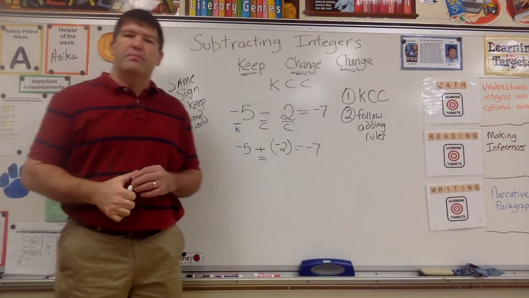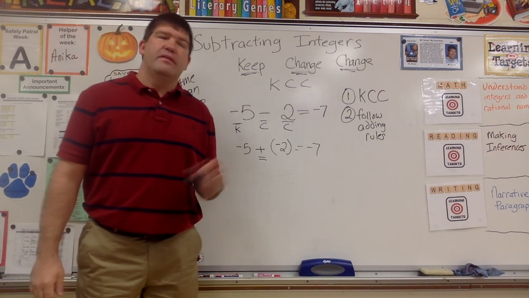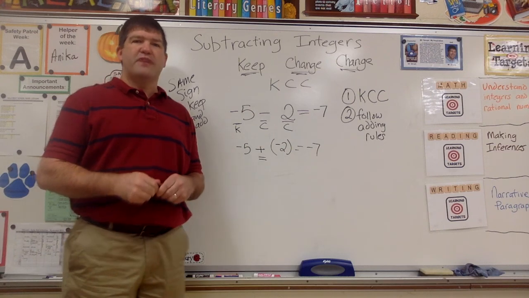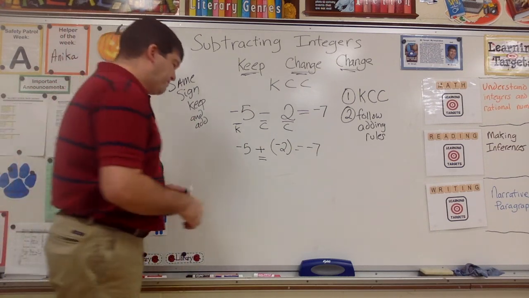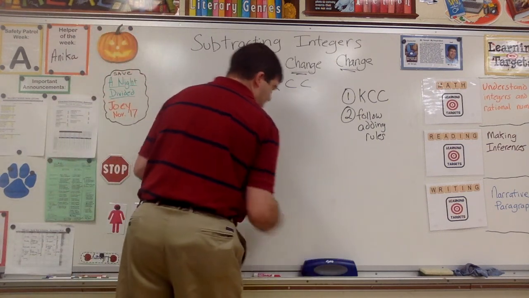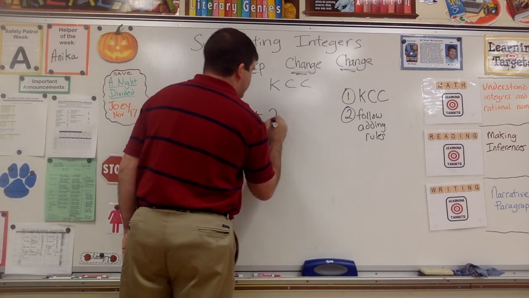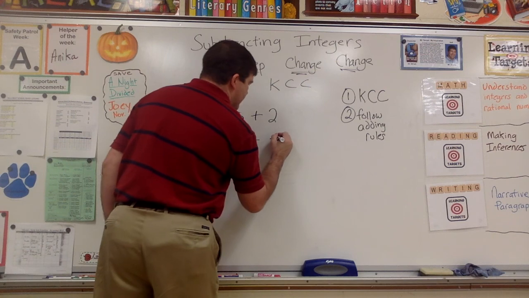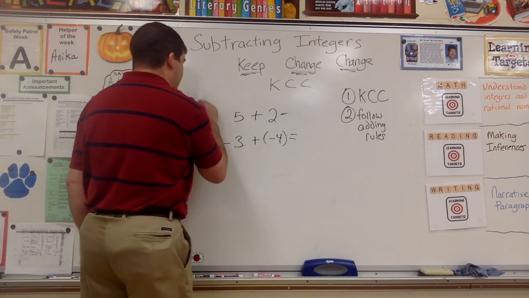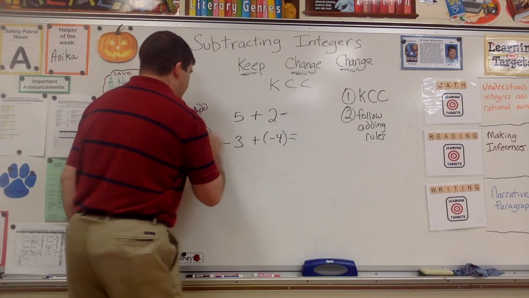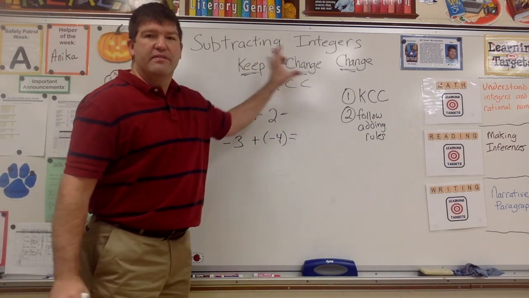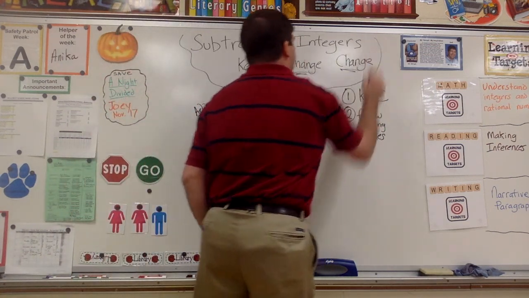Okay, so we're going to practice. We've practiced some adding today. Hopefully we're really solid with that adding of integers. Let's practice just the adding one more time. 5 plus 2, negative 3 plus negative 4. Both of these, it's adding. So add. When it's add, you do not do the KCC. You do not do this. This is only with subtracting. So we're just adding these.